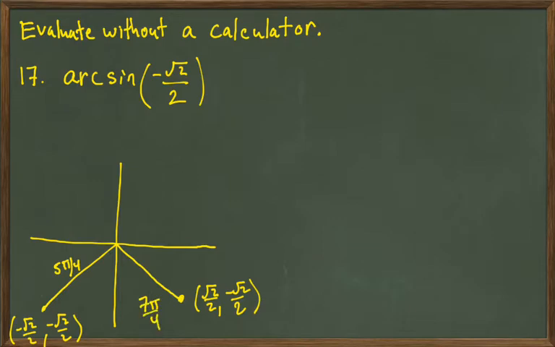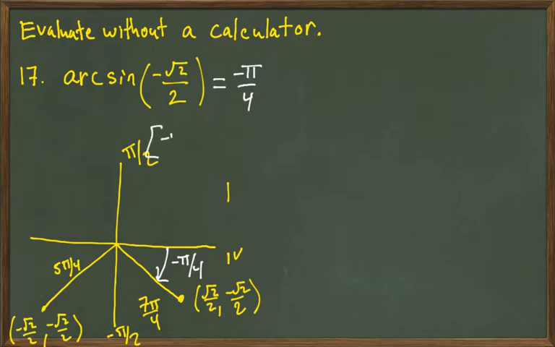Now, arc sine is going to spit out angles in either quadrant 1 or 4, from negative pi over 2 to pi over 2. So we're going to have to rewrite this angle as a negative angle, and that would be negative pi over 4. That fits between negative pi over 2 and pi over 2.